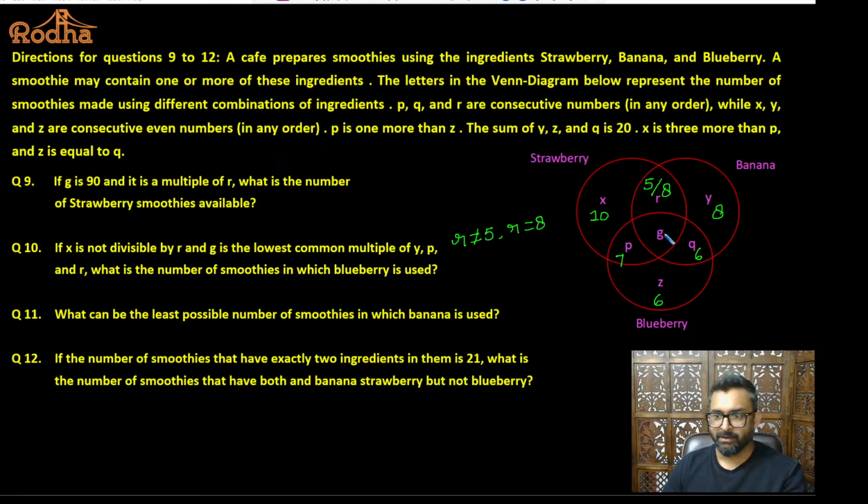Y, p and r. Okay, so what will be the lowest common multiple of y, p and r? Tell me G. G is equal to the LCM of which numbers? Y is 8. P is what? 7. And R is what? 8. So what will be the value of G? 56.